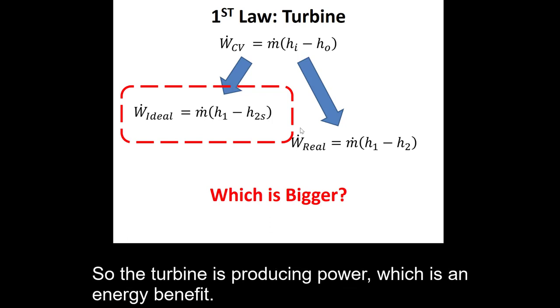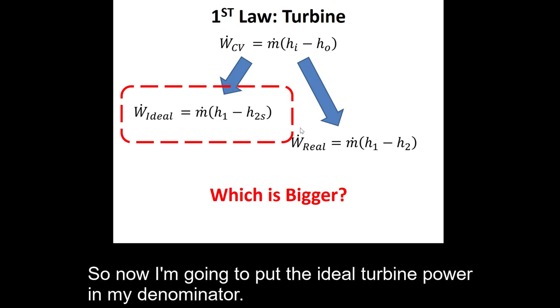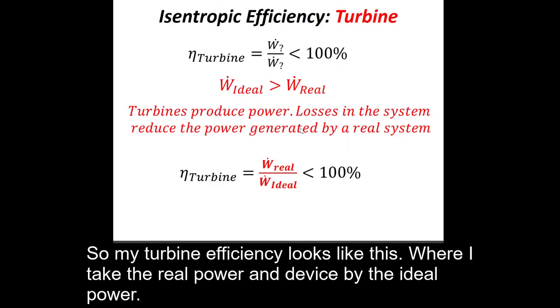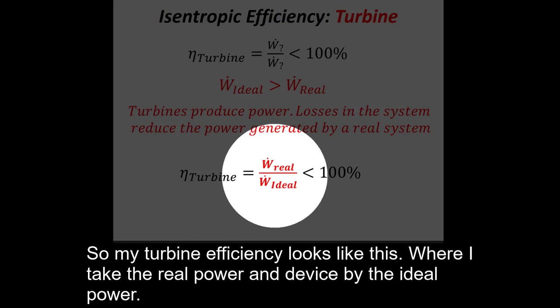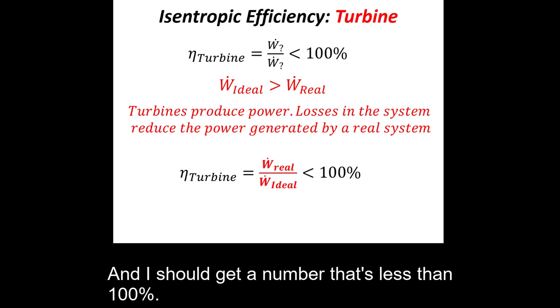So the turbine is producing power, which is an energy benefit. It stands to reason then that the ideal turbine will produce more power than the real turbine, which has to overcome things like friction. So now I'm going to put the ideal turbine power in my denominator. So my turbine efficiency looks like this, where I take the real power and divide by the ideal power, and I should get a number that's less than 100%.